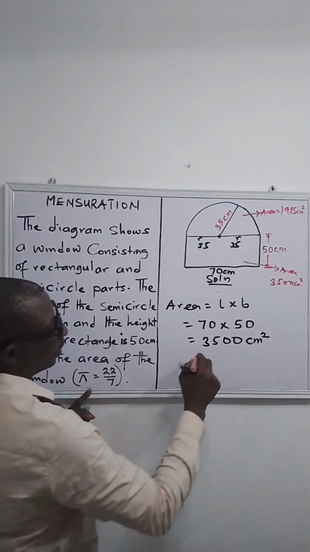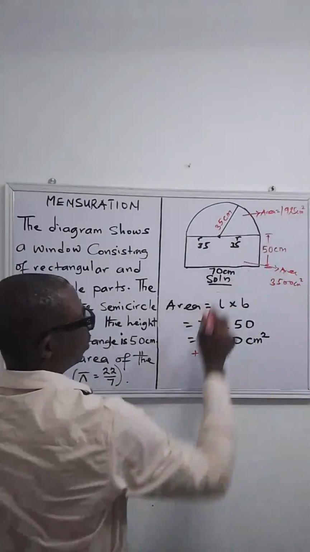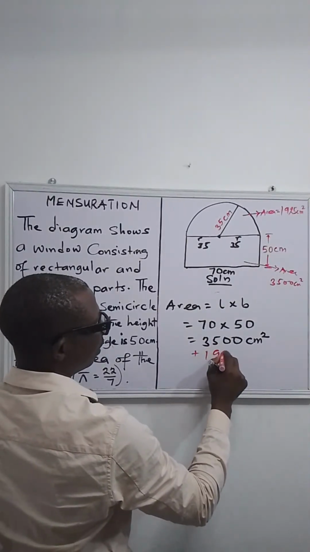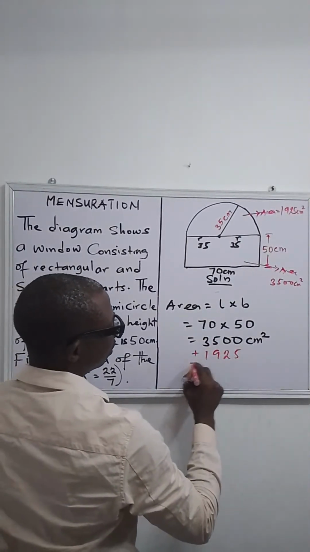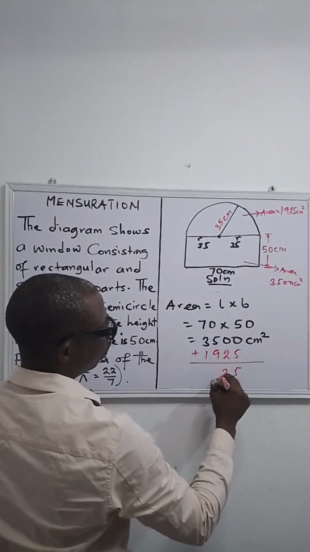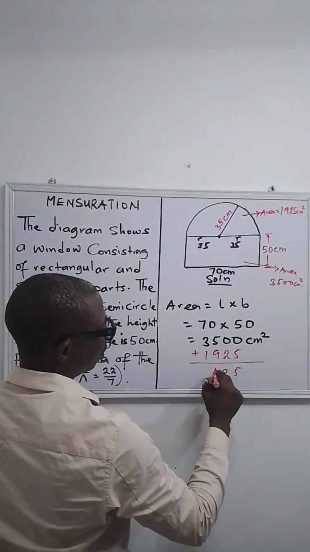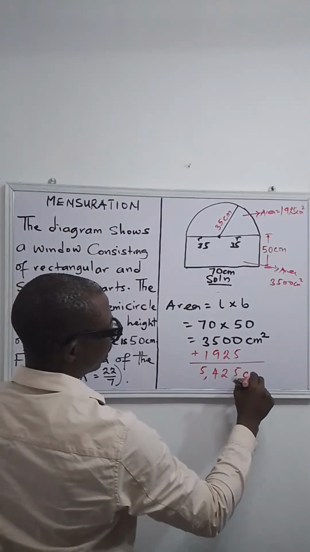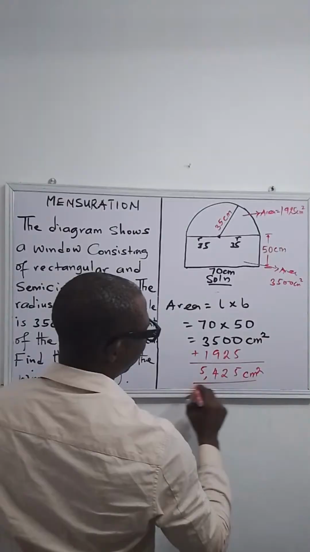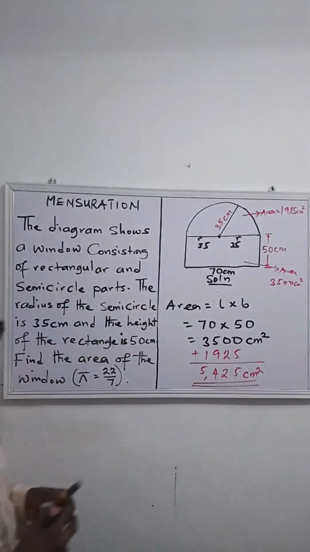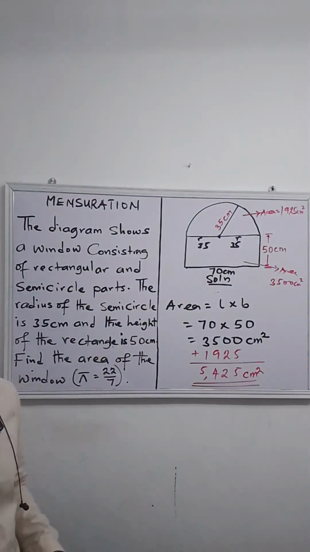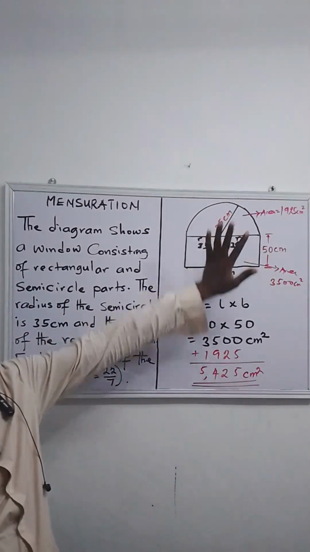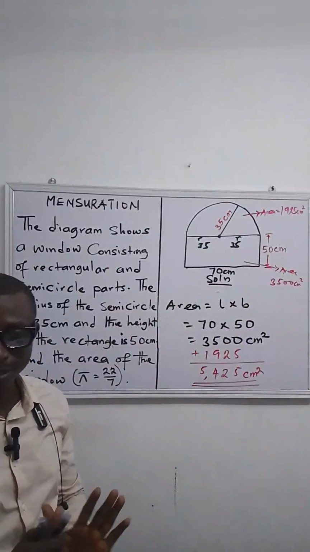So now the total area. We add the area of the semicircle to it, that's 1,925. So we have 5, 2, 4, 5. So the answer to the problem now is 5,425 centimeter square. So that is the area of the window. I hope every one of you understand that.